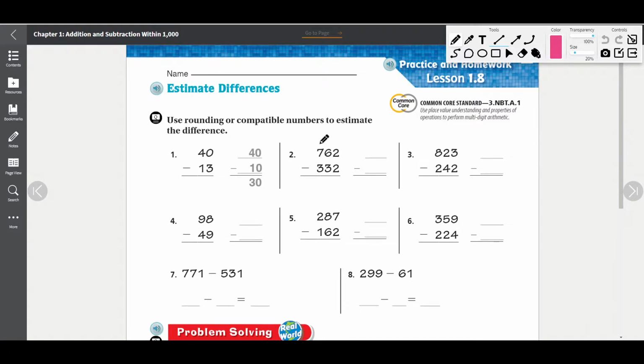762, we can see that after 7 we have a 6, and 6 is a number that is after 5, which means that 6 can push 7 one number up. That will make it 800.